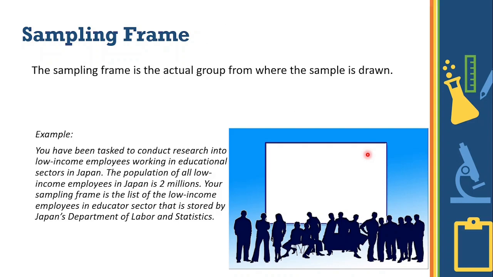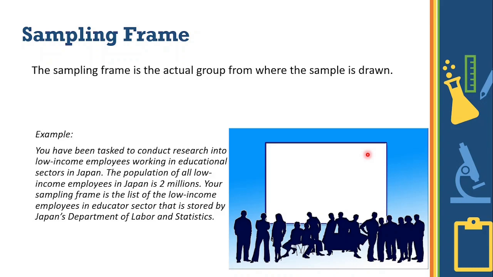Sampling frame is pretty much the actual group from where the sample is drawn. So as you can see in the example, you have been tasked to conduct research into low-income employees working in educational sectors in Japan. The population of all low-income employees in Japan is 2 million. Your sampling frame is a list of the low-income employees in the educator sector that's stored by Japan's Department of Labor and Statistics. So the sampling frame is pretty much the source from where the group samples could be drawn.